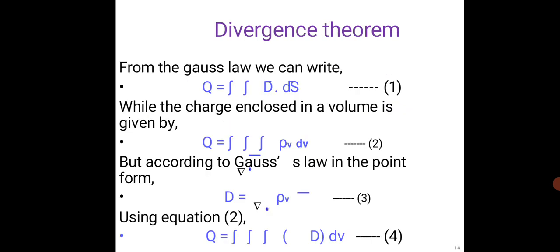The gist of it comes from Gauss law, which we will see in electrostatics. We can write Q as the double integral of D dot dS. As it is a surface integral, we make use of a double integral. The charge enclosed in a volume is given by Q equals the triple integral of rho v dv. According to Gauss law in point form, del dot D equals rho v. So using equation 2, Q can be given as the triple integral of del dot D dv. Thank you.